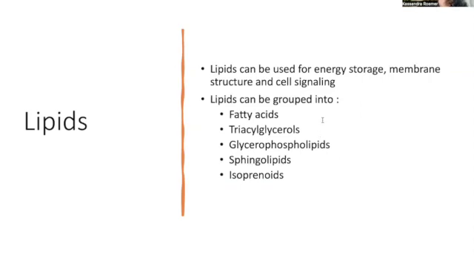All right, enough about proteins. Next, we're going to talk about lipids and how different types of lipids are used in the cell. So lipids can be used for energy storage, membrane structure, and cell signaling, and can be grouped into fatty acids, triacylglycerols, glycerophospholipids, sphingolipids, and isoprenoids.